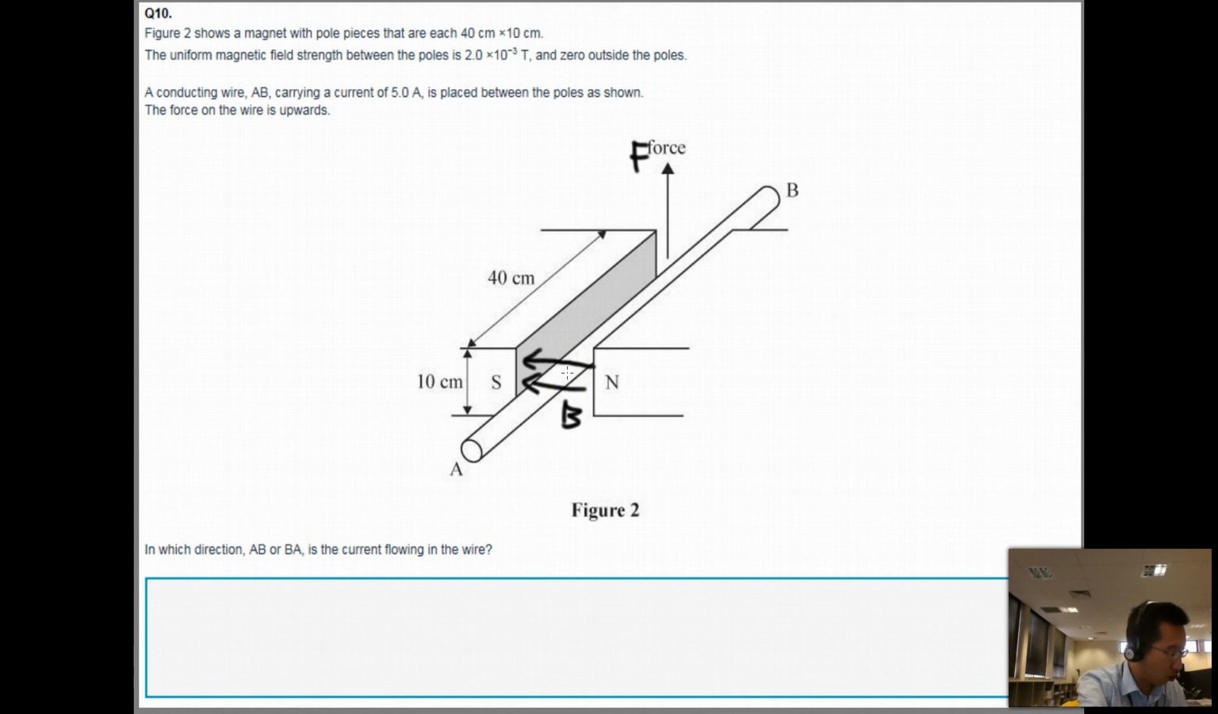So let's do our right hand rule. You can do it with me, just to practice. Magnetic field north to south, then the force goes upwards. It's like this. Then my palm is facing like this and my thumb is pointing into the page. So the direction of the current will be into the page, judging from the diagram.